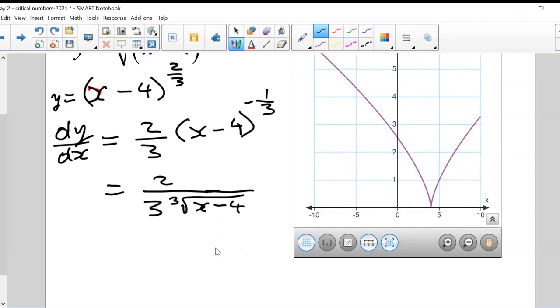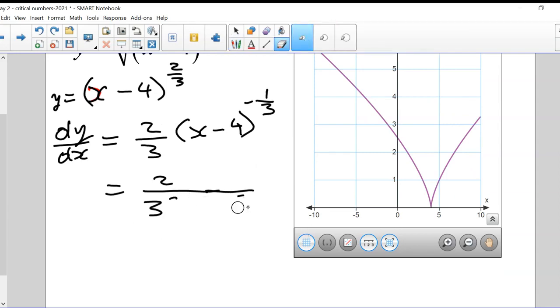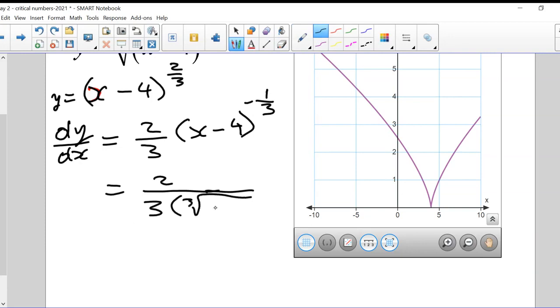Okay. Hopefully this format for the derivative makes sense to everybody. What I've done is I've left a 2 on top, and I put the 3 as a denominator. This is not 3 to the power of 3. In fact, let me make sure it's obviously not 3 to the power of 3, so I'm going to erase this here and make it a little bit more obvious, and say 3 times the cube root of x minus 4. Okay?